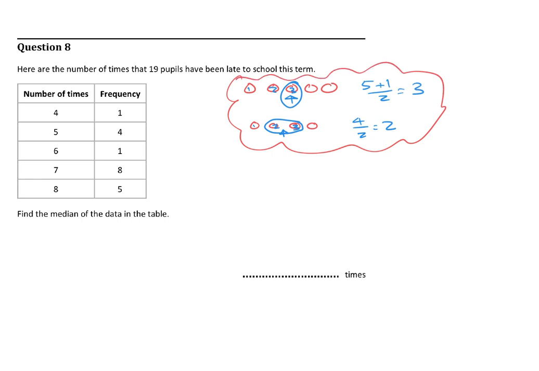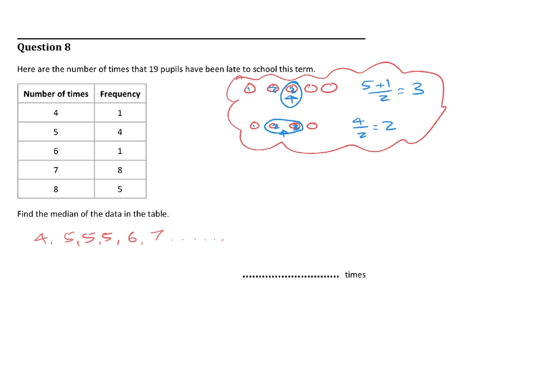Now let's go back to the data in the table. Remember, this data here represents 19 pupils. If we were to list them, we would write down 4 one time. So I'd write 4. Then 5 four times. 5, 5, 5. Then I would write down 6 once. Then I'd write down 7, 8 times. And this is just really painful. It's just too much. So we don't do that, but just imagine that in your head. Imagine everybody lined up in their number of times late.